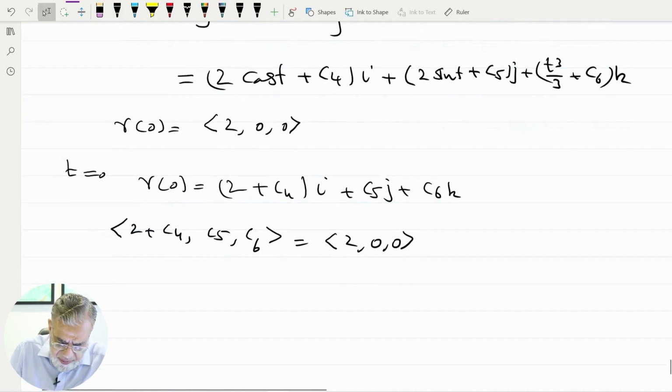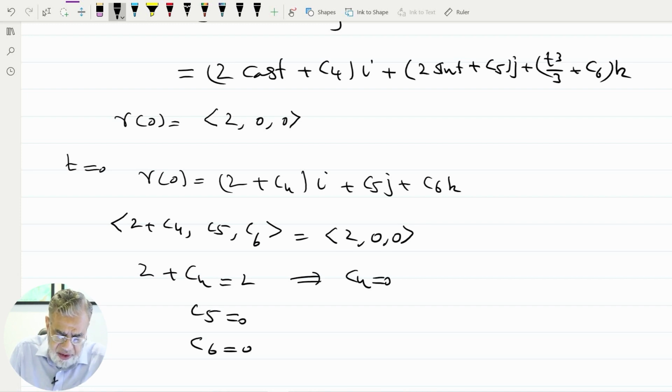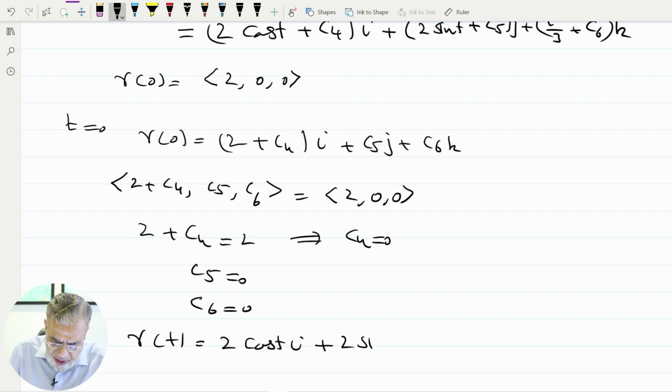Comparing the coefficients, we get 2 plus c4 equal to 2. This implies c4 equals 0, c5 equals 0, and c6 equals 0. We substitute these values in our equation and we get r of t, the position vector, equal to 2 cosine t i plus 2 sine t j plus t cube over 3 k. So this is how we can find the position vector.